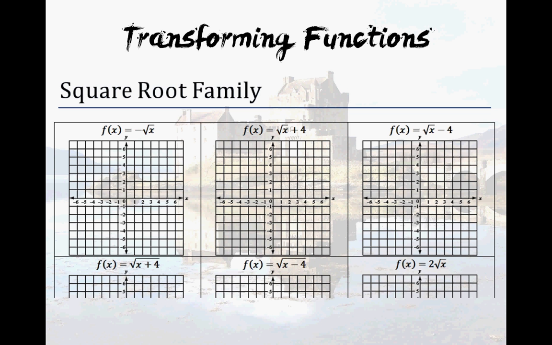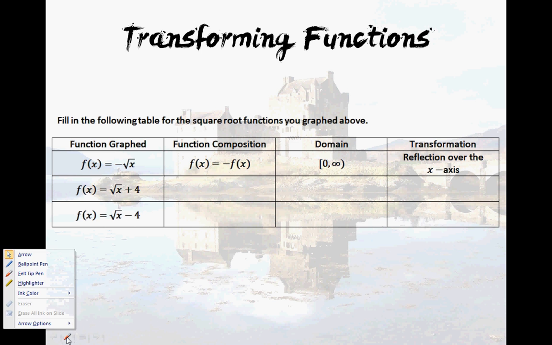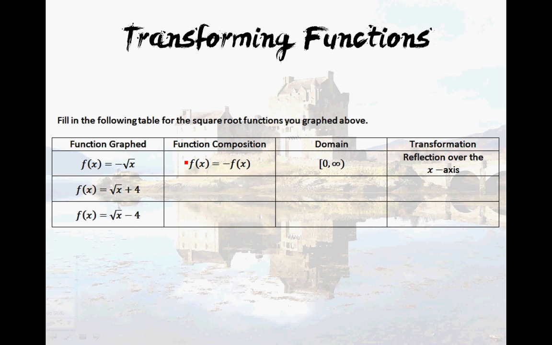Alright, so you should have all 9 of those graphed, and we're going to use those now to answer the next questions. So you can see you have this table there on your paper, and we're going to fill it in. And I did the first one. This is the first thing that you graphed. It's negative square root of x. And so if you were to do the function composition, because that negative is outside of the square root, then it would be negative and then f of x, okay? And I actually have a typo on here. Go ahead and scratch that out. That doesn't really make sense there. So you just want the negative f of x, okay?